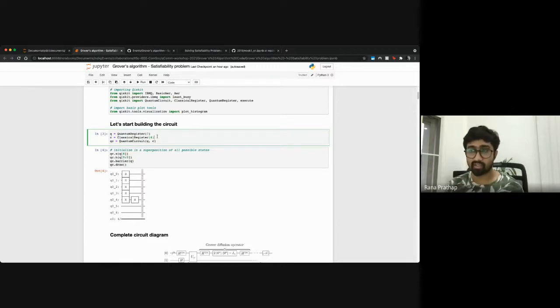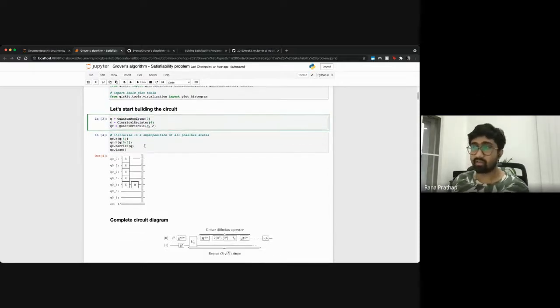So after measurement, as you know, it becomes a classical bit, and you store it here. And you can create a quantum circuit this way. And the first step that we do in Grover's, as we saw, is after initialization, we put it in an equal superposition of all states. And that's what we're doing over here by putting the first 4 qubits in an equal superposition.